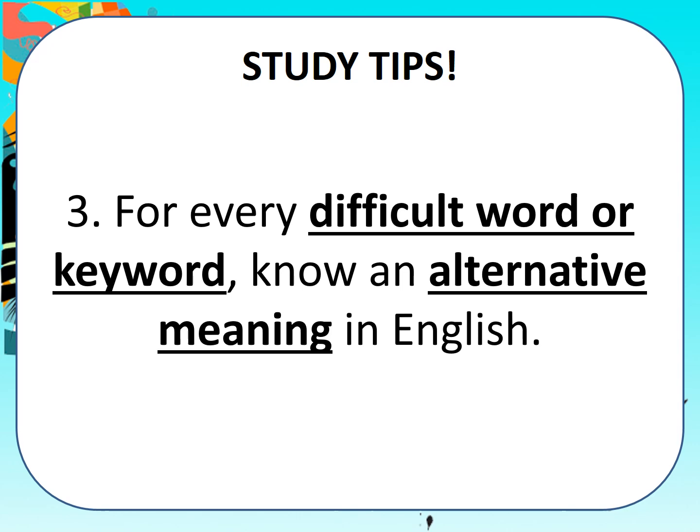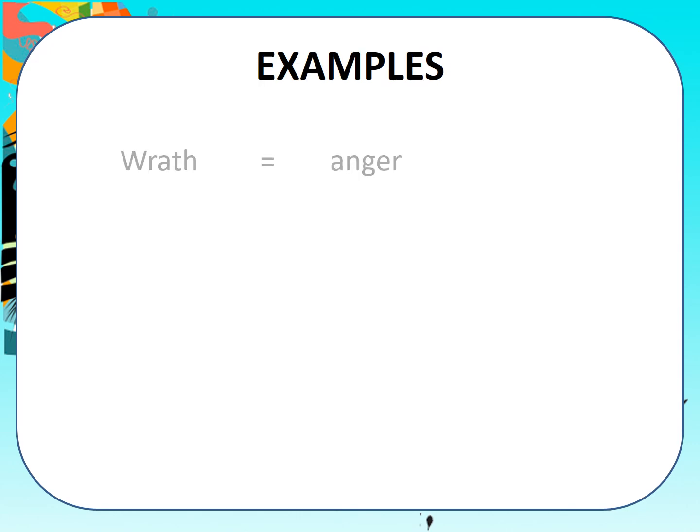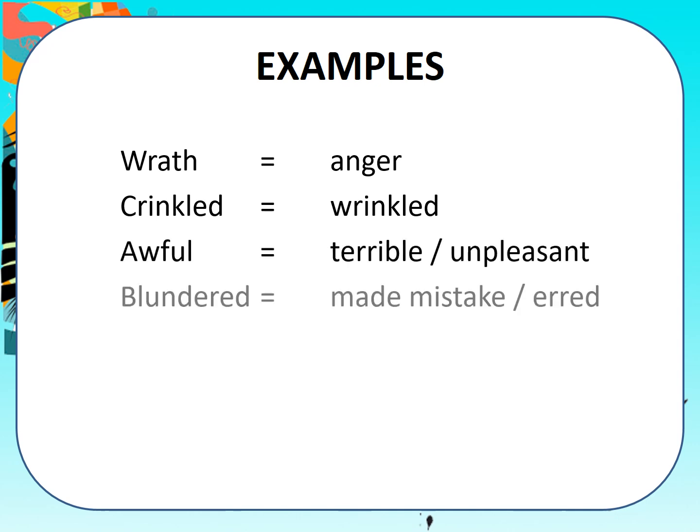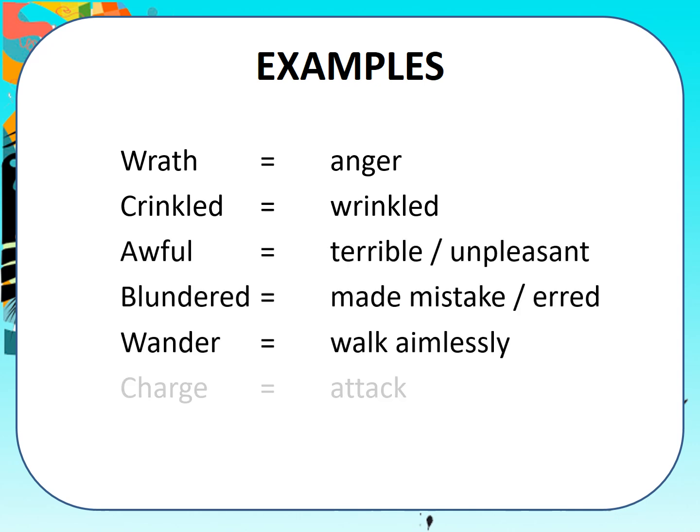Let's look at some examples. For example, in A Poison Tree, the question will ask you, which word in the poem means anger? Now you know the word is wrath. Right? Wrath. And then, which word in the poem means wrinkled? This one is from The Living Photograph. It's wrinkled. Here are some other examples. You can read on your own.